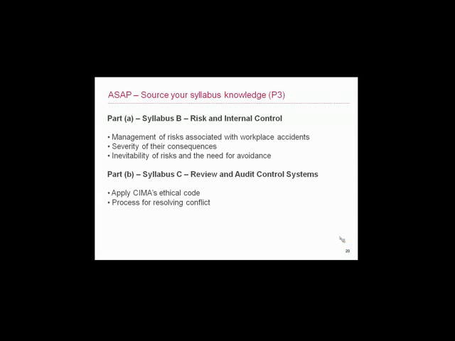Part A is mainly testing the P3 syllabus, risk and control. Part B tests syllabus area C, review and audit of control systems. Basically, you will find this in the post-exam guide, which shows you how the learning outcomes will be examined in the examinations.